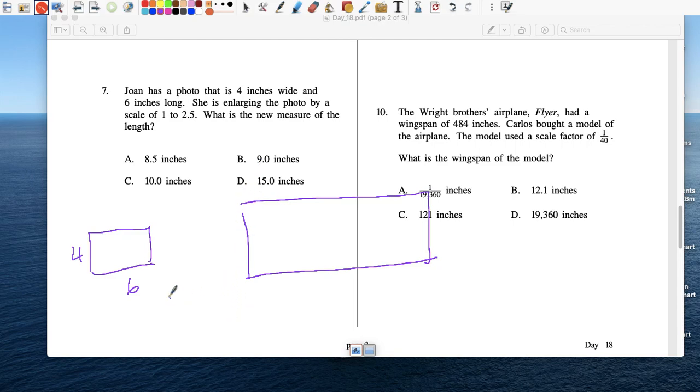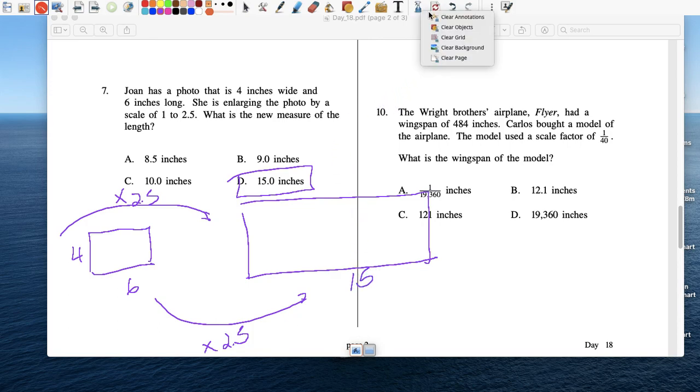What is the new measure of the length? So this is going to be multiplied by 2.5. And that's going to be multiplied by 2.5. So 6 times 2.5 is going to be 15. So 7 is D. So this is going to be 15.